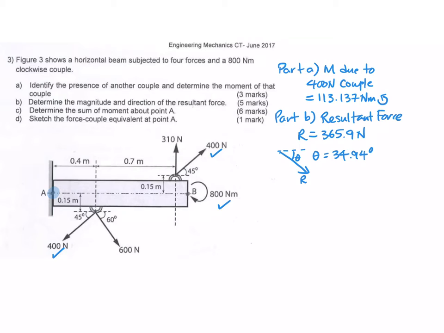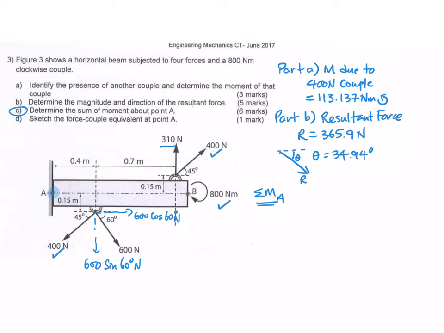So part C, we're currently doing part C. Part C is I want to calculate the sum of moment around point A. So let's look at the first force. Let's say for the 600 Newton force, I can split into 600 cosine 60 degrees pointing this way, and then 600 Newton sine 60 degrees pointing downwards. Okay, and there's the other force, the 310 Newton.